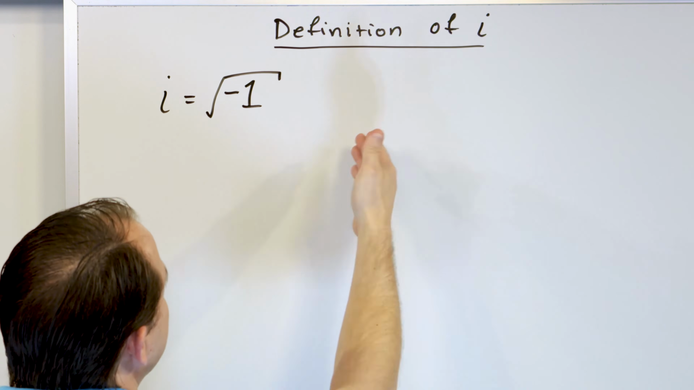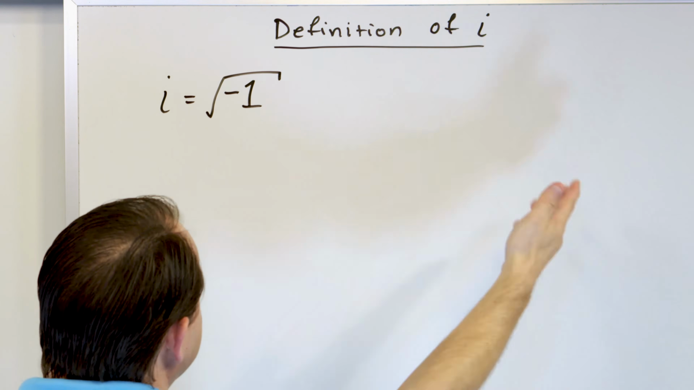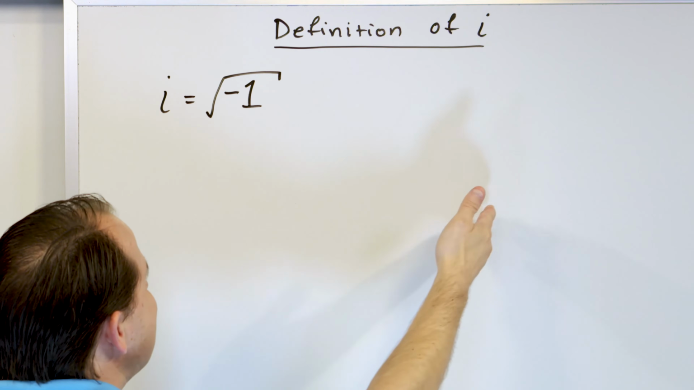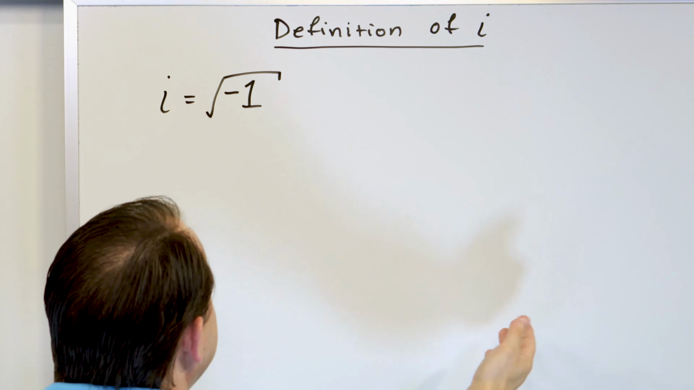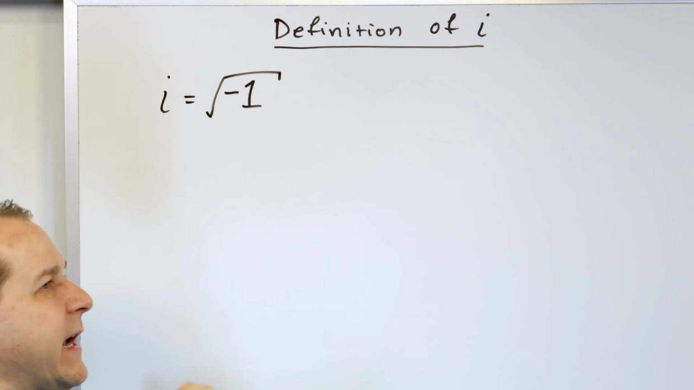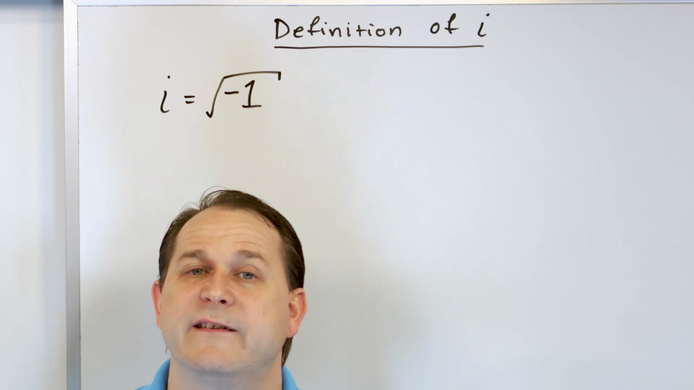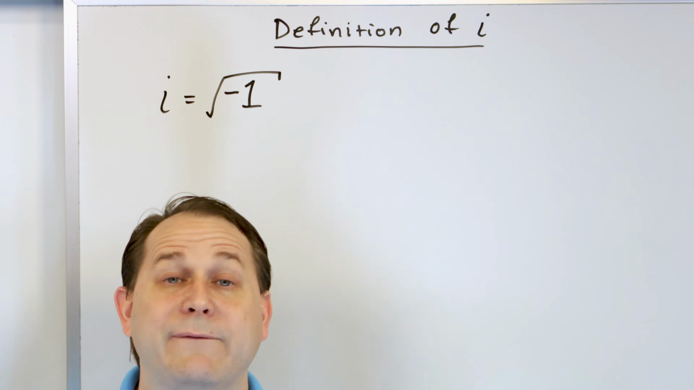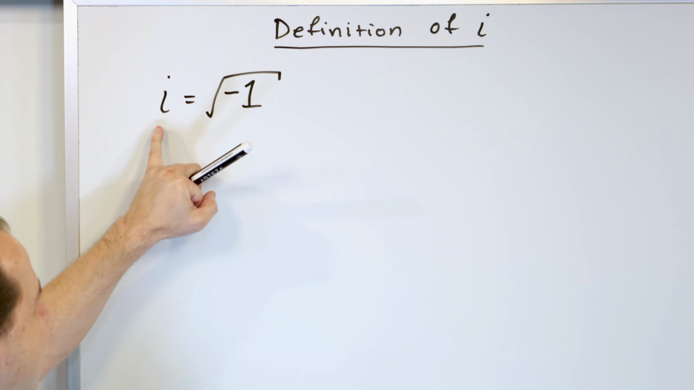Now it is true, I cannot find a real number that will multiply by itself. Like we say the square root of 9 is 3 because 3 times 3 is 9. We say the square root of 16 is 4 because 4 times 4 is 16. We can't say that the square root of -1 is some number times some number because there is no number that does that. We have to invent something else. It's called an imaginary number.